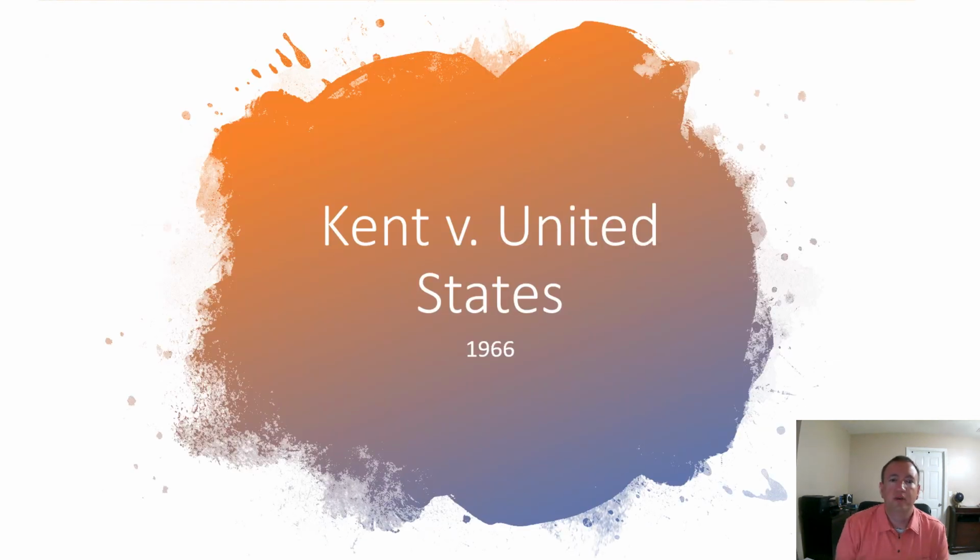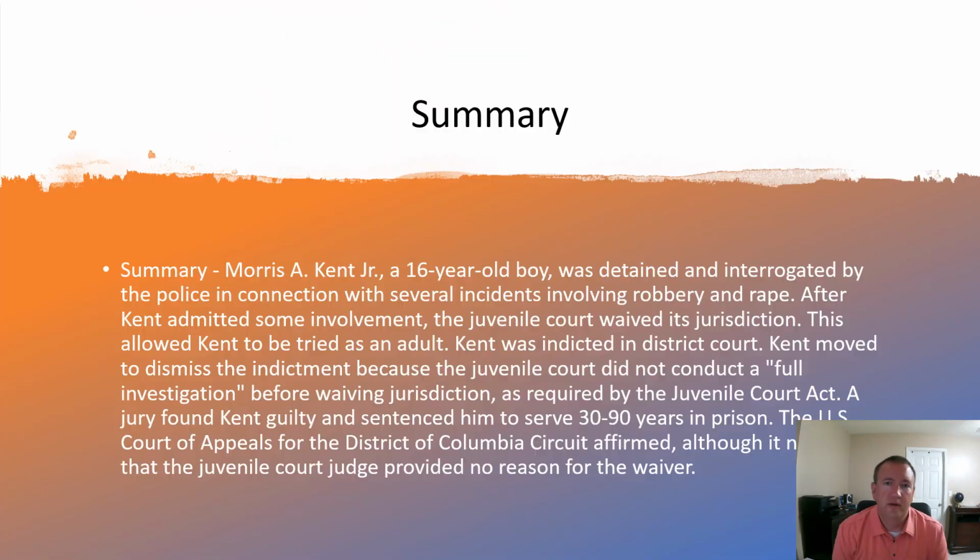All right, so first is Kent versus the United States. This is the summary of this court case. Morris Kent was a 16-year-old boy who was detained and interrogated by police in connection with some robberies and even a rape. When he was picked up, he was questioned. His mother didn't even know he had been picked up for, I believe, about 24 hours.